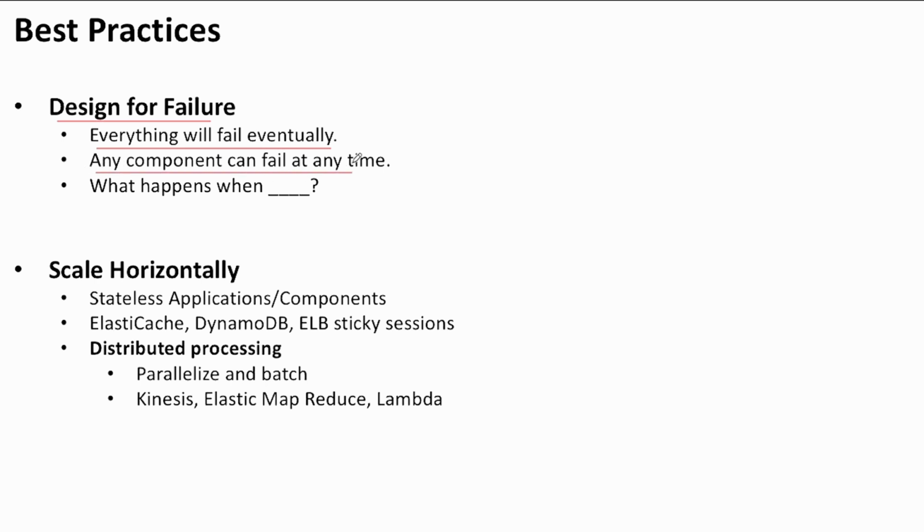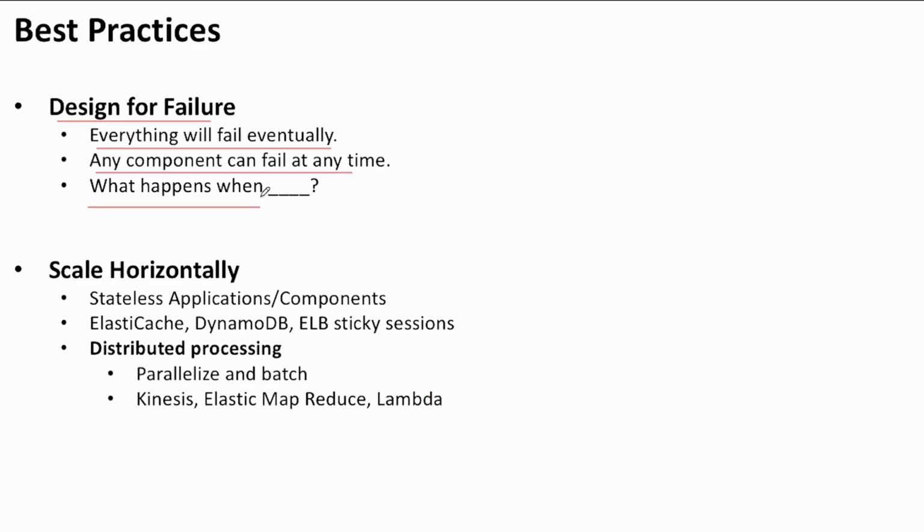And we're constantly asking, what happens when? What happens when our web server fails? We have more than one. We have several in multiple availability zones behind a load balancer. So if one fails, we have multiples that can pick up the slack. What happens when an availability zone is unreachable? We have multiple availability zones.